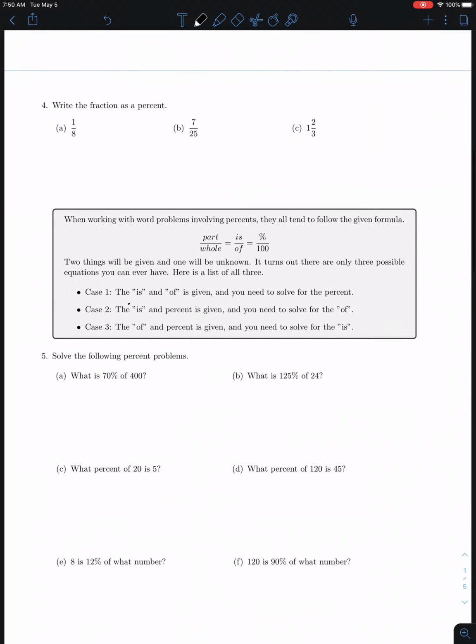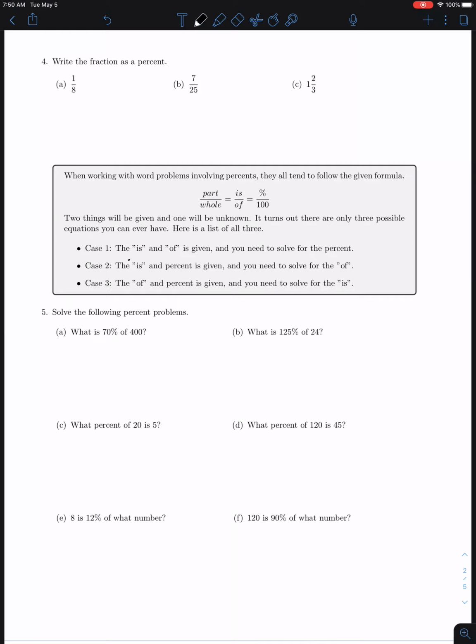All right. So finally, the last thing we want to do is write a fraction as a percent. In this case, we want to divide first to turn this into a decimal, and then use what we learned above about turning a decimal into a percent. So this has 2 steps.